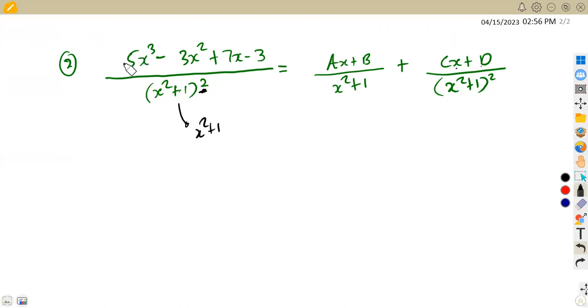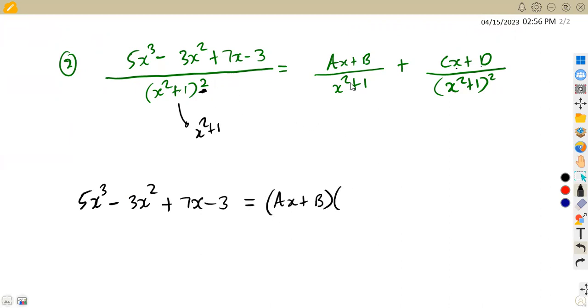What are we going to do? We are going to equate our numerators. That is 5x^3 - 3x^2 + 7x - 3 is equivalent to (ax + b) times, if we divide (x^2 + 1)^2 by (x^2 + 1), one factor cancels. Take note, there are 2 brackets, so we remain with 1 bracket of (x^2 + 1).